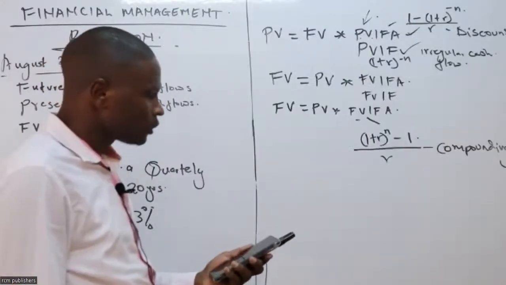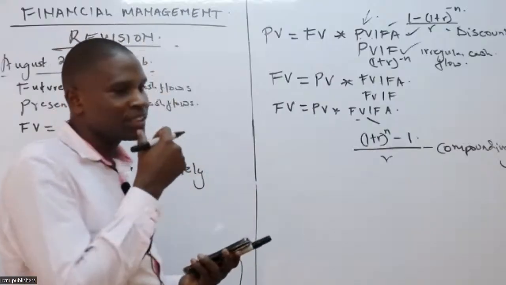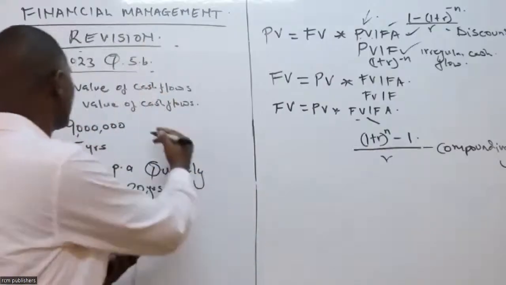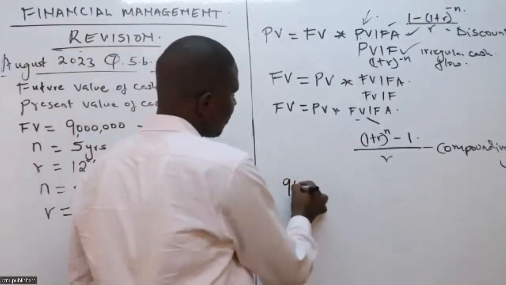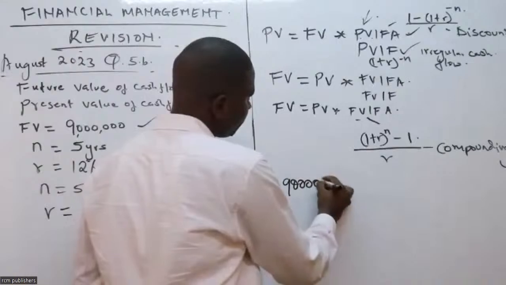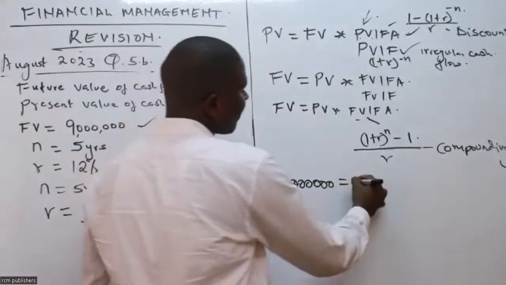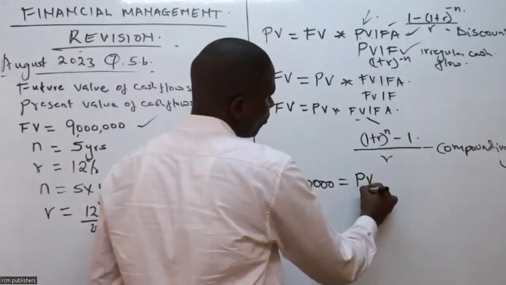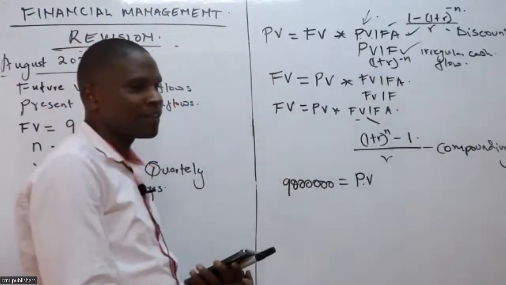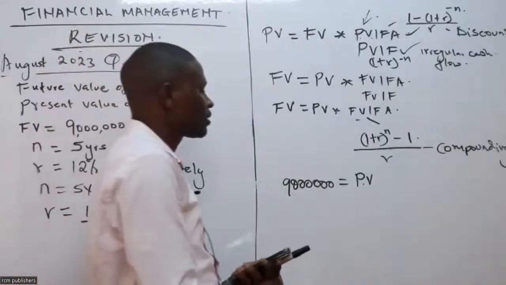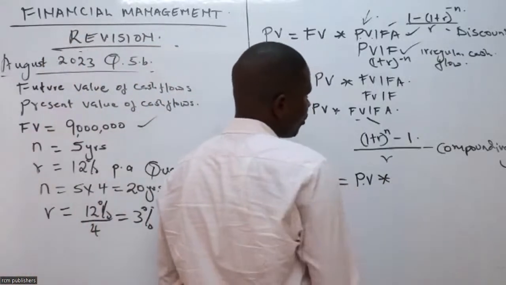Now, let's look at our question. What is our future value? We were told the future value is 9 million. So let's replace whatever that we have, 9 million. Present value class, we don't have. Hiyo ndio tumeulizwa, huyu mtu atakuwa akideposit ngapi quarterly ili aweze kupata nini? Ili aweze kupata 9 million at the end.